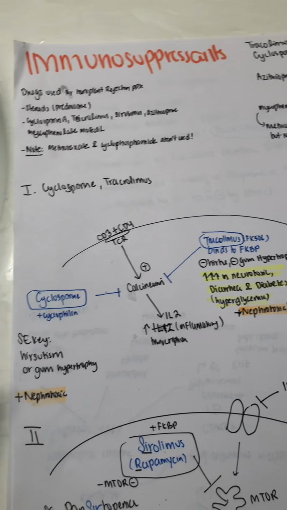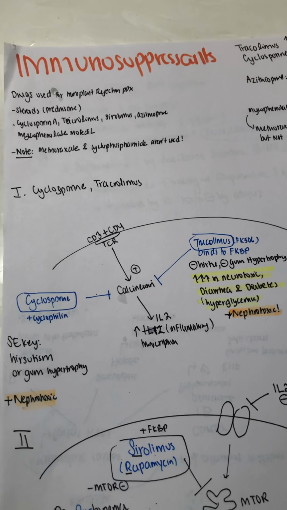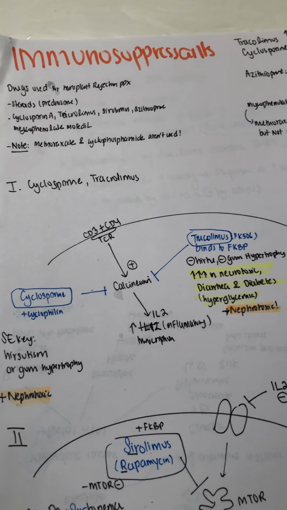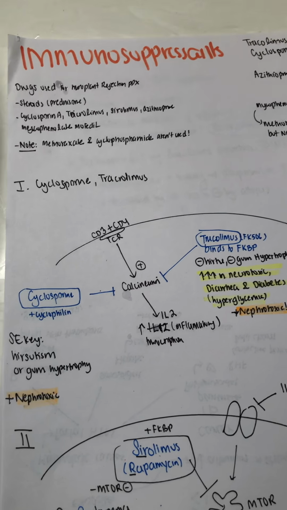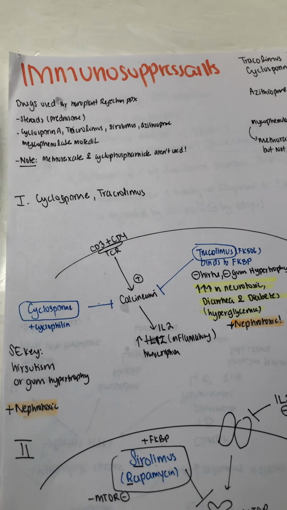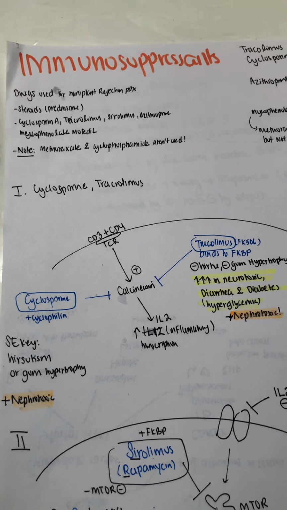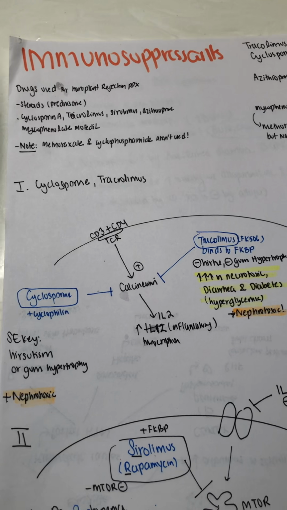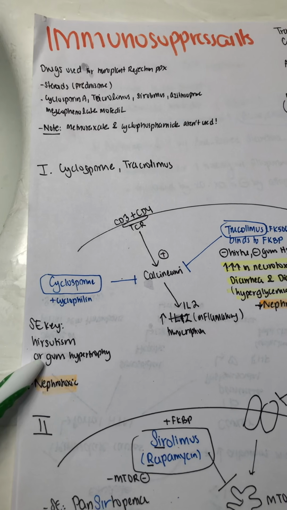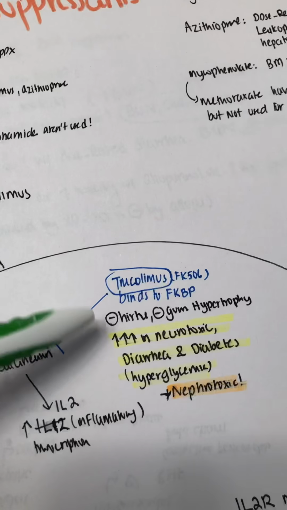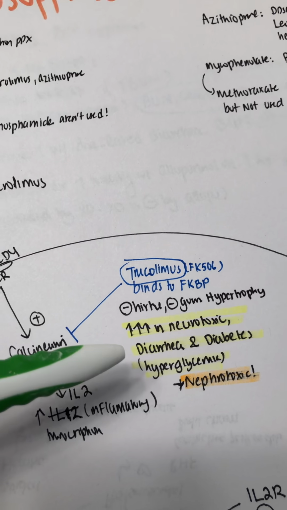So these two are commonly used, but you never combine them. Why is that? Because both of them are extremely nephrotoxic. One is enough to almost destroy your kidney, so do not use a combination. Both of them have the same type of side effects like neurotoxicity, diarrhea, diabetes, hypertension, hyperglycemia. But cyclosporine has increased hair growth and gum hypertrophy. Tacrolimus has none of those, but it has more neurotoxicity, diarrhea, and hyperglycemia.